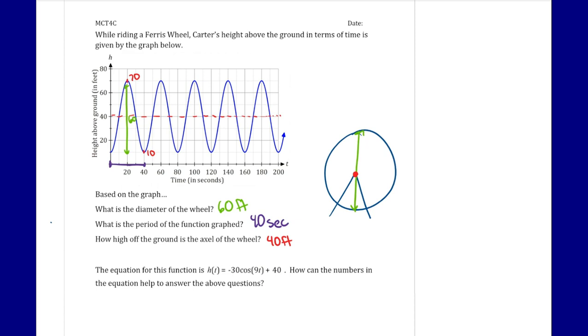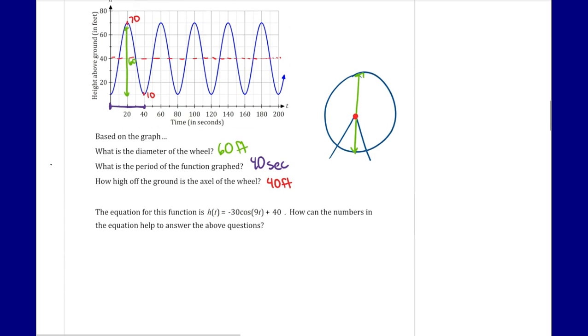Looking at that, some do stand out. We do see 40, but we see it twice, so we want to be careful of which one is actually applying to the plus 40. We see a 30, we see a negative, we see a 9. If you're not sure where these come from, the diameter of the wheel is related to the 30. 30 is half of 60, so 30 tells us our amplitude. If we double that, that gives us our diameter.